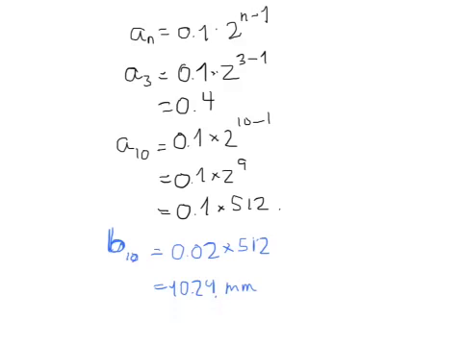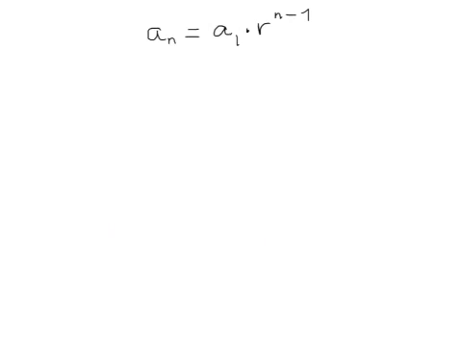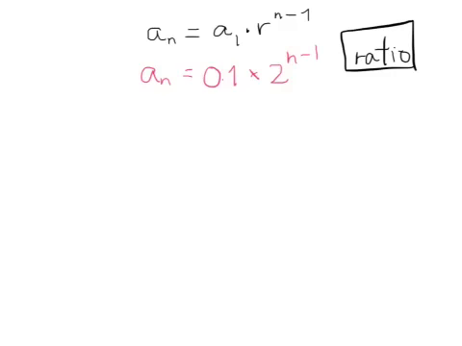Now let's generalize a little bit. Here is the general formula for geometric sequences and series. In the one that I had, the first term, A1, was my original thickness, and then I was multiplying times 2 to the n minus 1. And 2 was my ratio. That's how we call it. Ratio: the number I keep multiplying by.